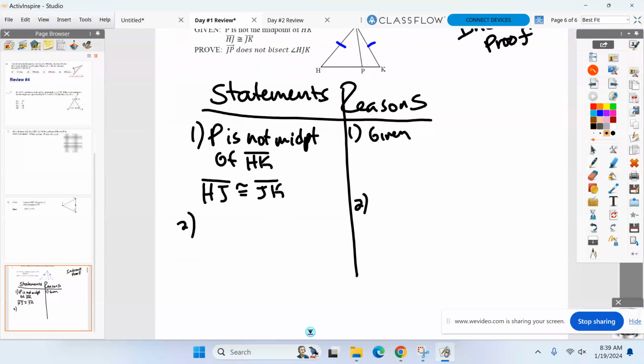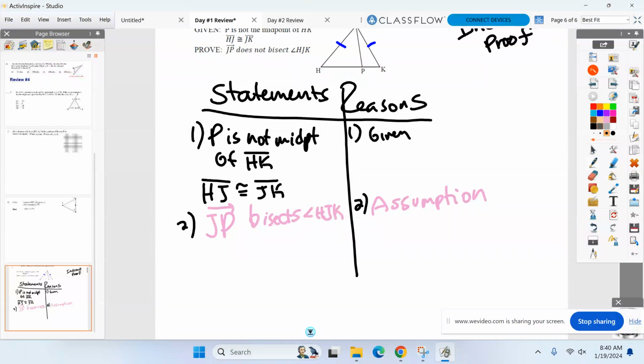Second step after you're given is what's called your assumption. We're going to assume something's true and see where it leads us. Anybody remember what we assume is true here? Bryson? Not just the proof statement, the opposite of the proof statement. I look at the proof statement and I assume the opposite is true. So we're going to assume that JP bisects angle HJK. Nothing in the givens, the opposite of the proof statement.